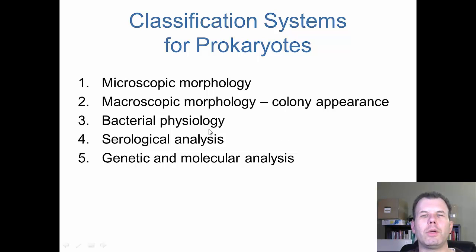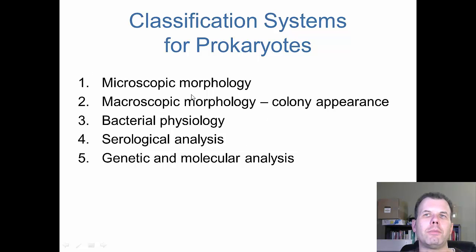We'll look at bacterial physiology. This is what we're going to be doing in the second half of the semester: testing the physiology. How do these things grow? How do these things grow on different media? What do they look like? You can sometimes do antibody-antigen tests for serological analysis, and now with genetic and molecular analysis, we can even get down to the level of the DNA and RNA in these bacteria and figure out what they are. So there are lots of different ways to classify. What you guys are going to be doing in the lab are the first three.